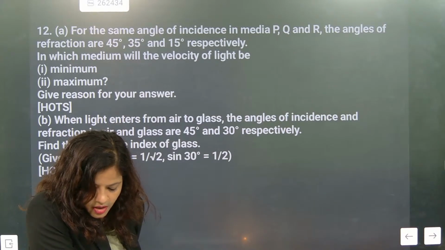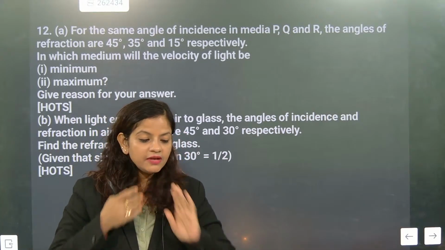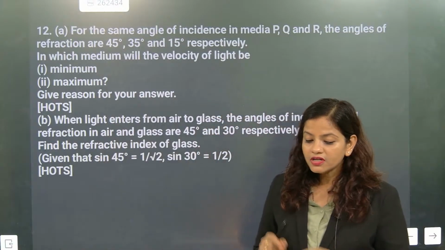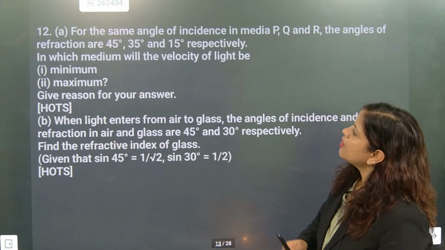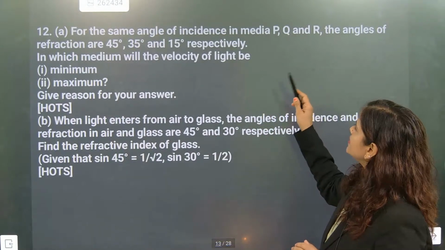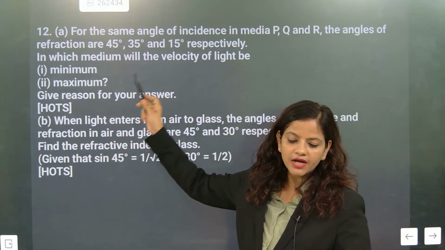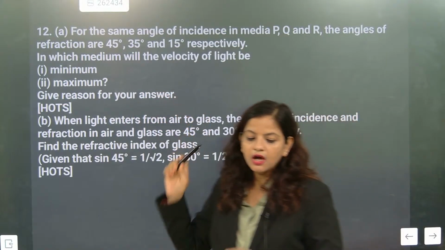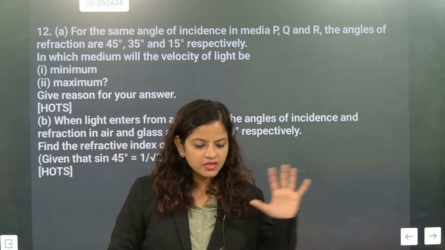Yes. See, for the same angle of incidence in medium. So how many mediums are there? First, you check this one out. Now I am solving the question, please check everyone. For the same angle of incidence in medium P, Q and R, the angles of refraction are 45 degree, 35 degree and 15 degree. So these three angles are there.